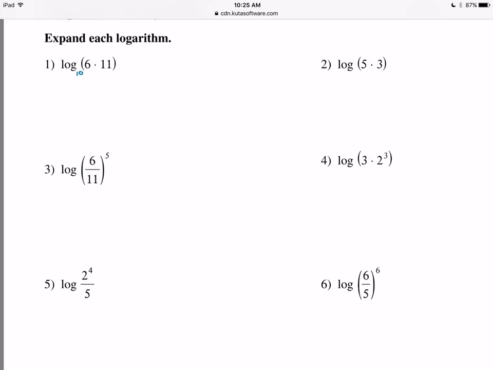All right, so in a logarithm, you notice how it's 6 times 11. Whenever you have two numbers inside of a logarithm that are being multiplied, you can actually split these into two separate logarithms. So you could write log base 10 of 6 plus log base 10 of 11. So I can expand this one logarithm into two separate logarithms.